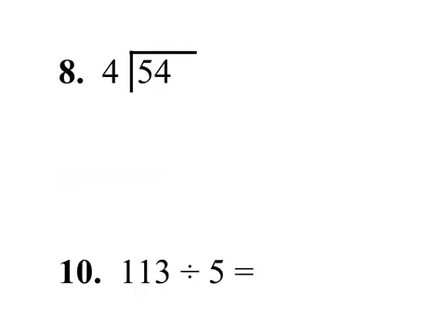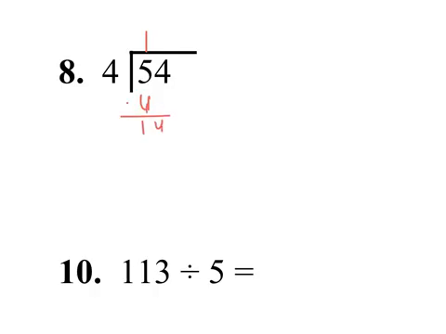Number 8, I've got 54 divided by 8. I'm sorry, 54 divided by 4, not 54 divided by 8. So how many times will 4 go into 5? 4 will go into 5 one time. 1 times 4 is 4. Subtract those, I get 1.